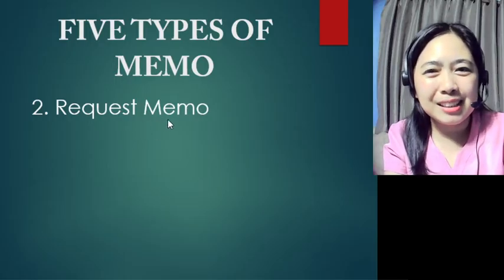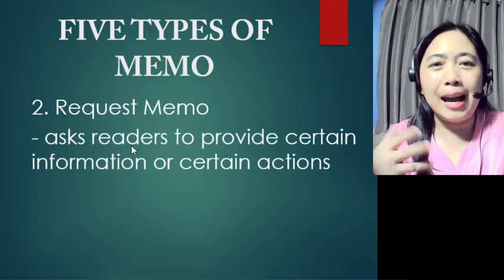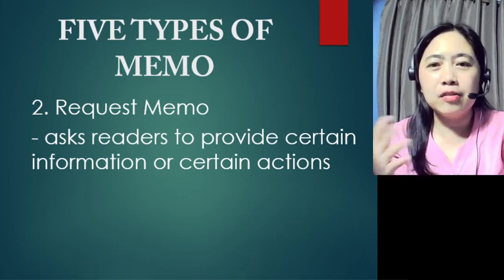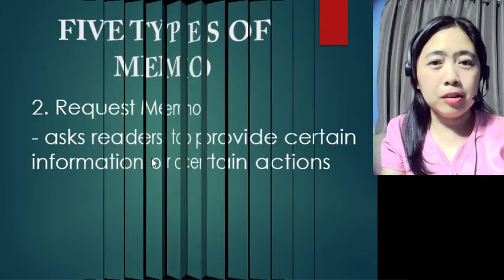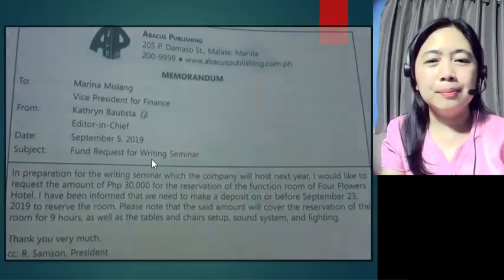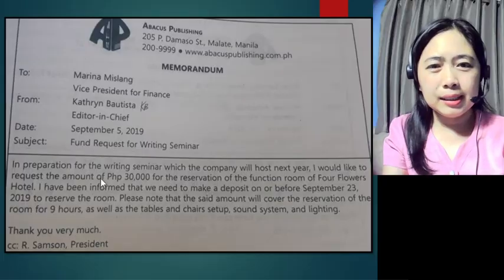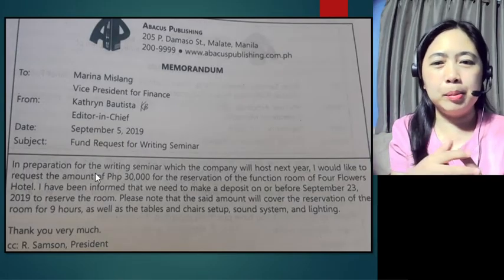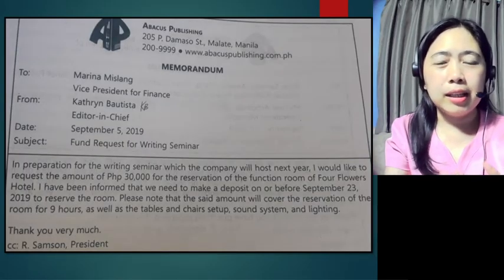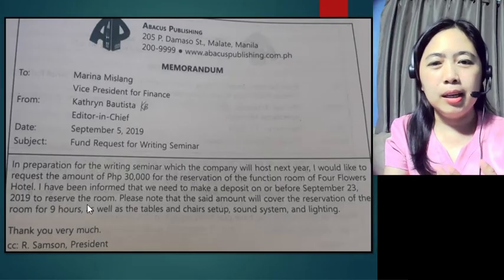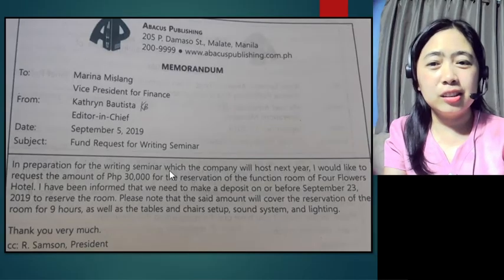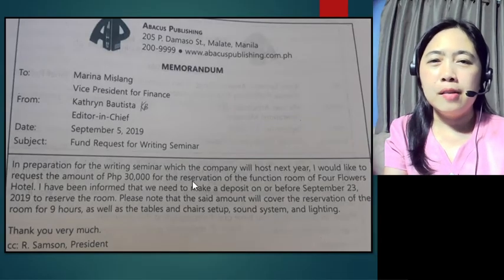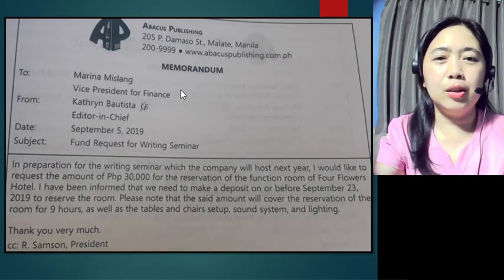The second type is the request memo. It asks readers to provide certain information or certain actions. Provide certain information, so it's a request. Here it is asking for the preparation of their writing seminar. I think it's asking for a donation or the reservation for the room that they will use.